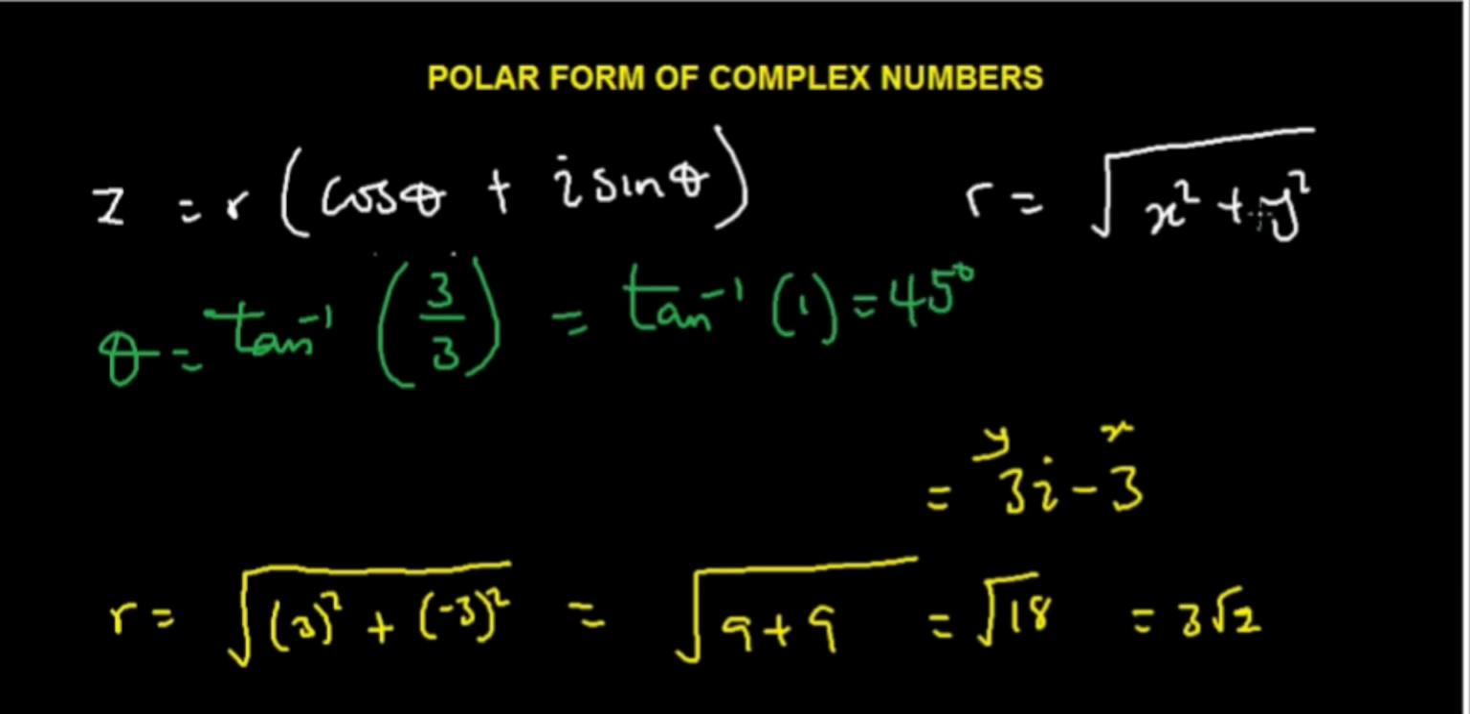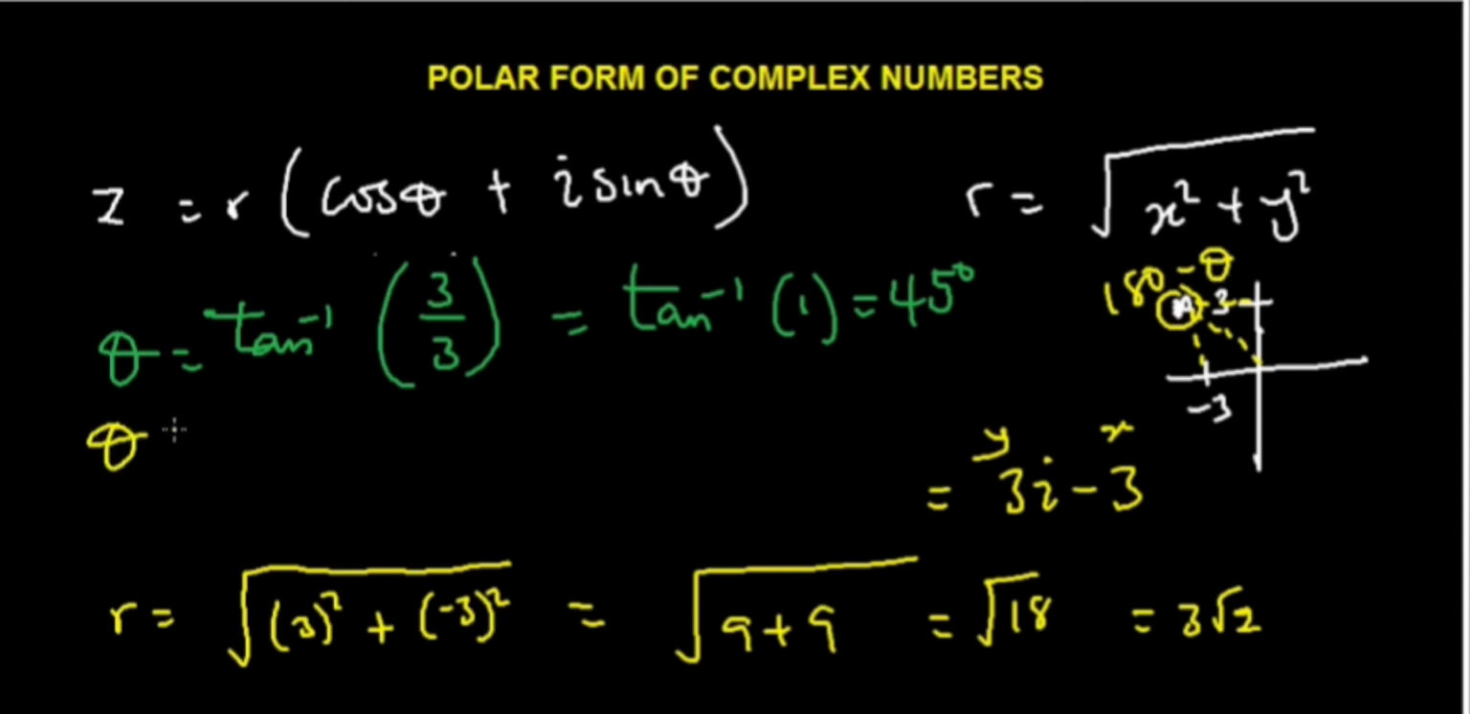If I'm to represent this on an Argand diagram like this, on the x-axis I have minus 3 and I have 3. So it's actually in the second quadrant. If it's the second quadrant, we have 180 minus theta. Therefore, my theta will be 180 minus 45, and that is 135 degrees.